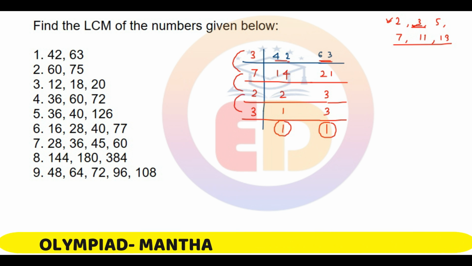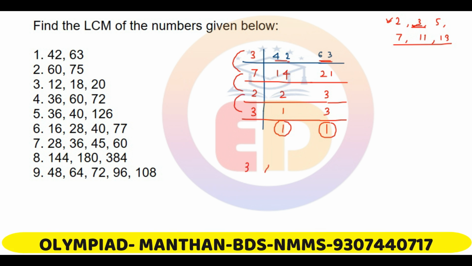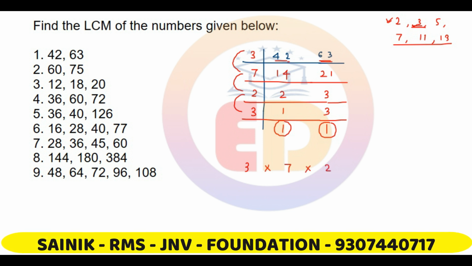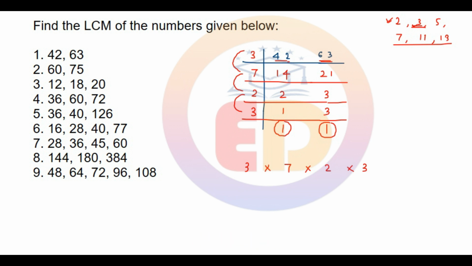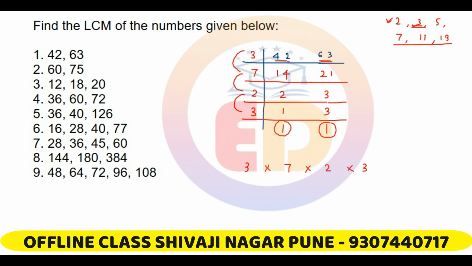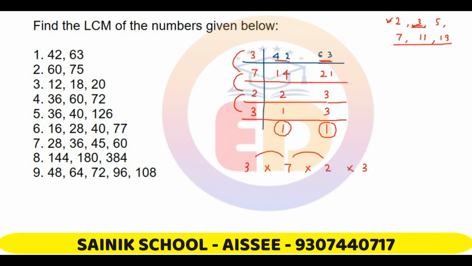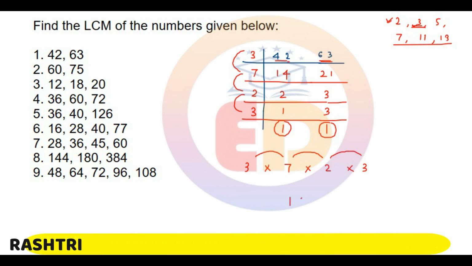These numbers are 3 multiplied by 7 multiplied by 2 multiplied by 3. Let's multiply it to find the answer. 3 into 7 is 21. 21 into 2 is 42. And 42 multiplied by 3 is 126.